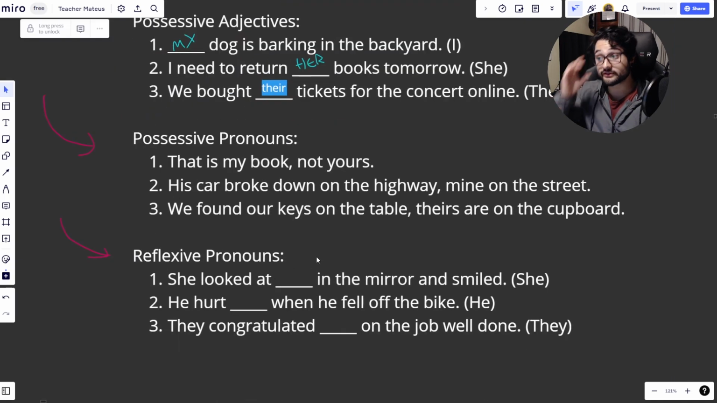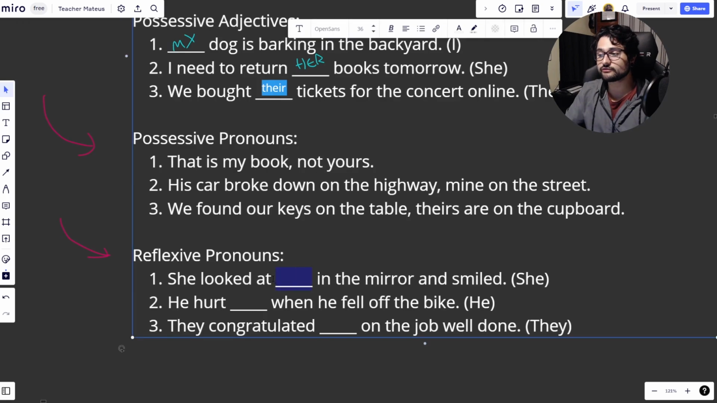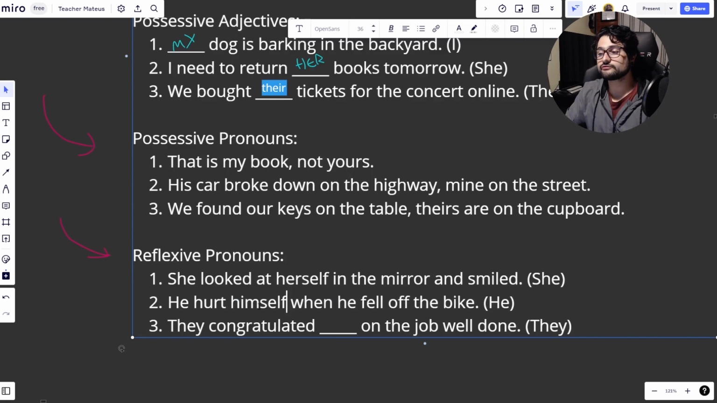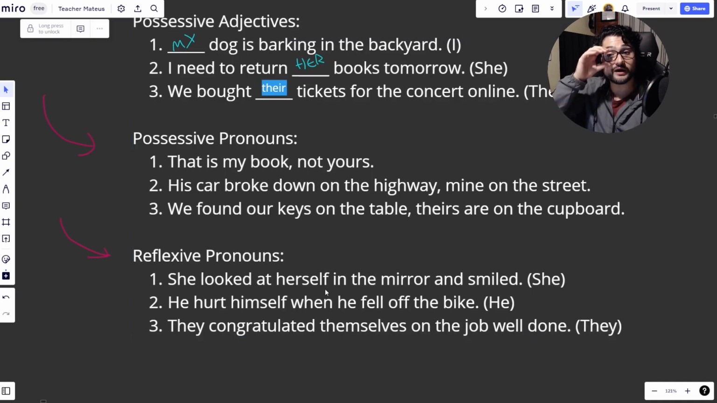And then finally, the reflexive pronouns. She looked at herself in the mirror and smiled. He hurt himself when he fell off the bike. And finally, they congratulated themselves on the job well done.